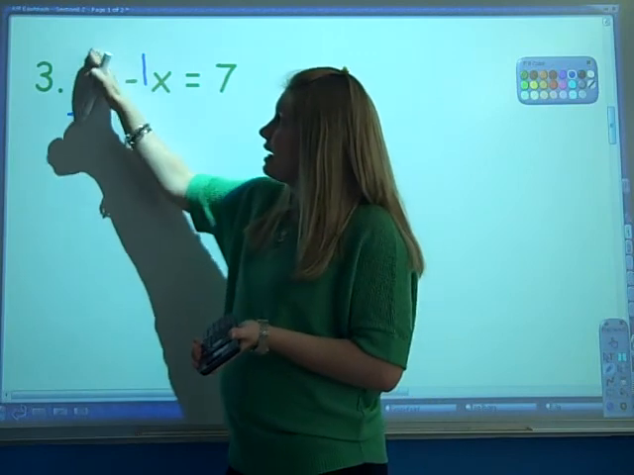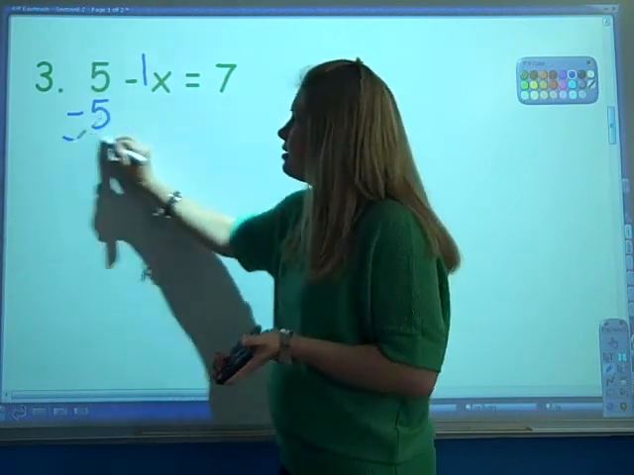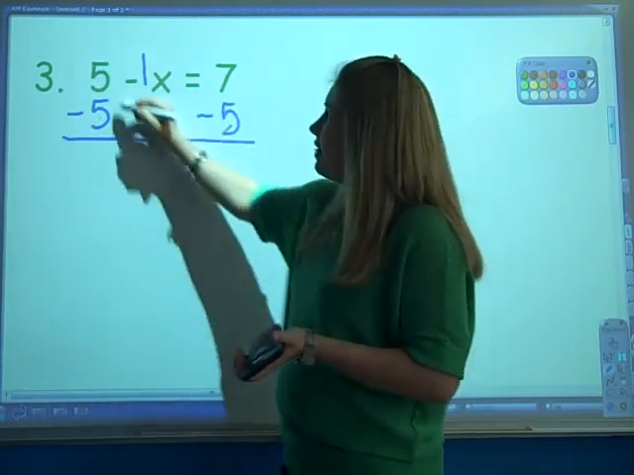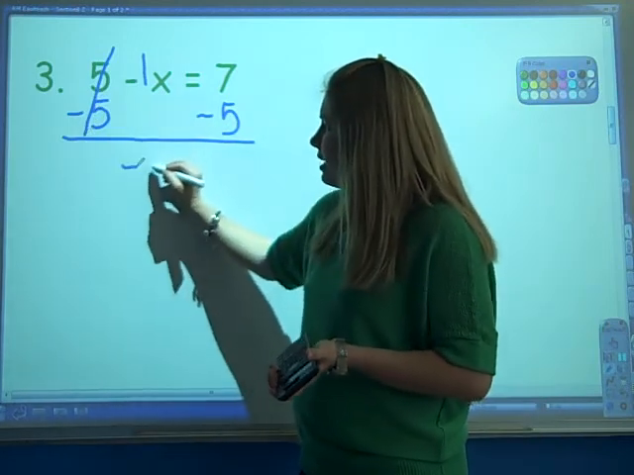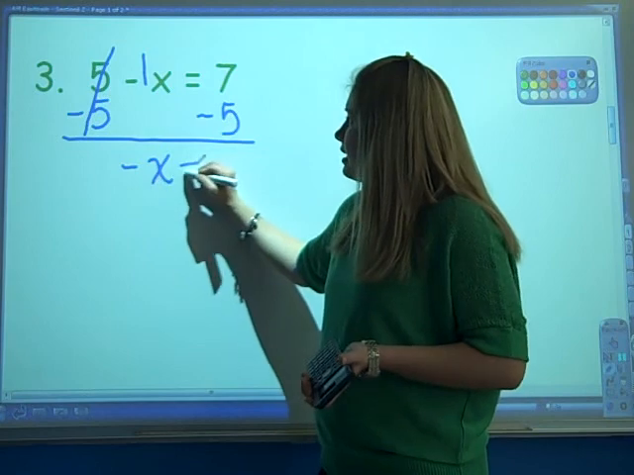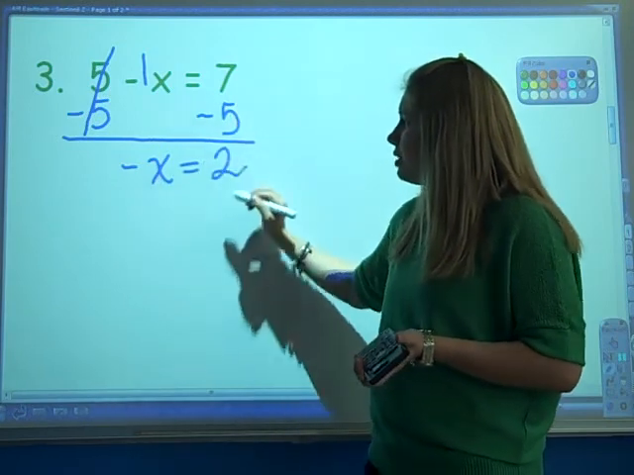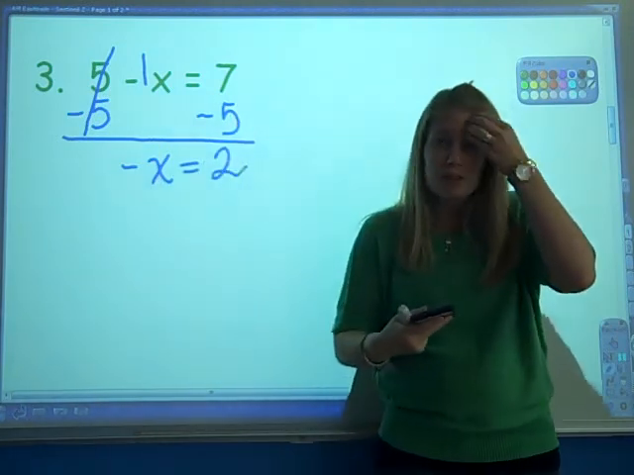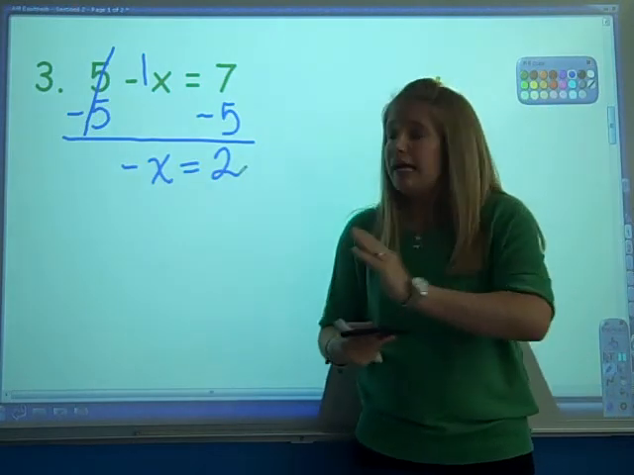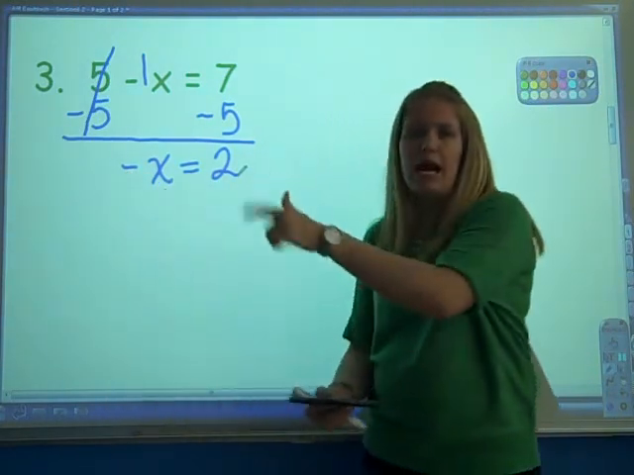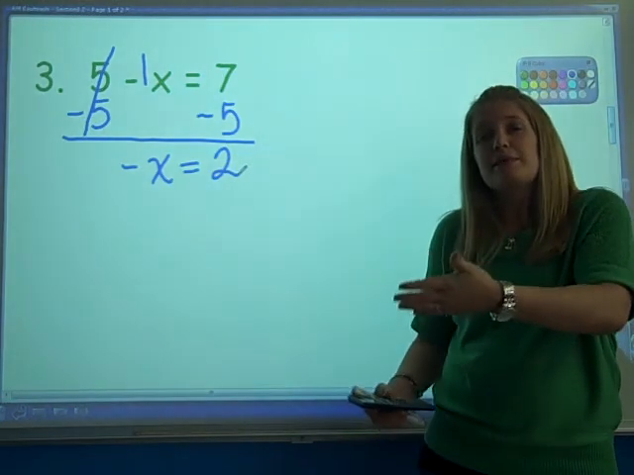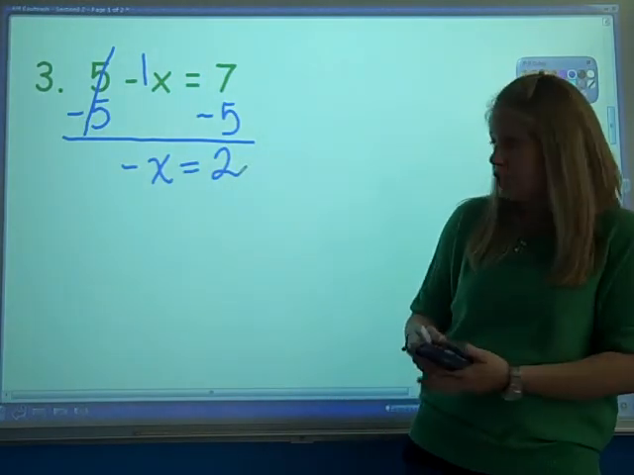So you take the sign of the 5, positive 5, take away 5 to both sides. That will help to cancel it out. You're left with a negative 1x, or negative x, equals 7 minus 5 is 2. Now, there's a couple ways to do this problem. The way that I think about it is that this means the opposite of x equals 2. The opposite of x equals 2. So that means x has to equal negative 2.